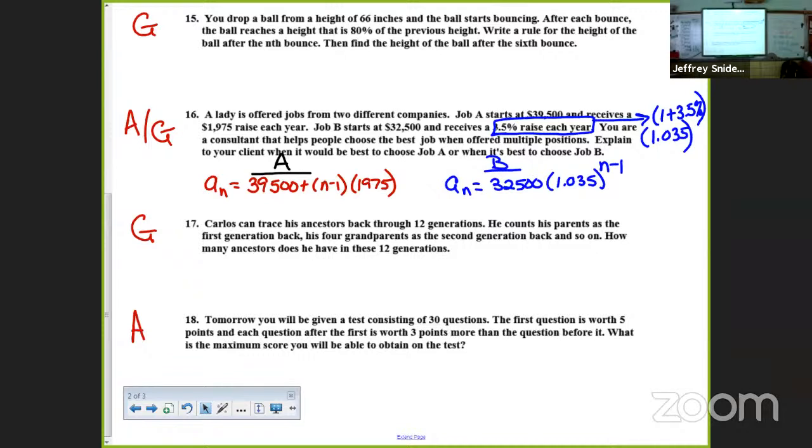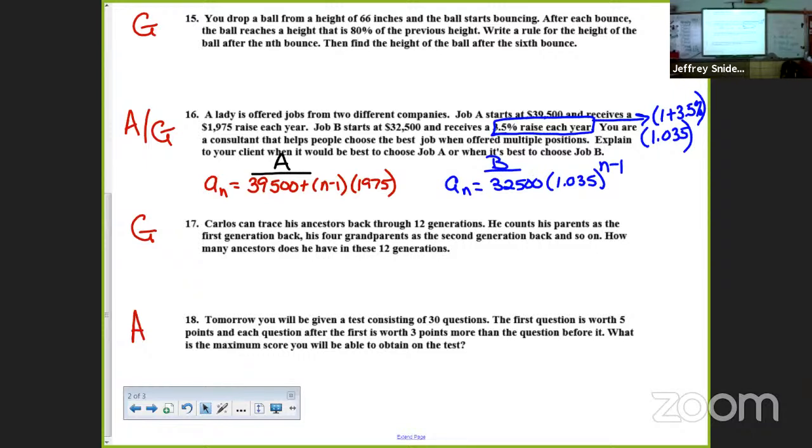Delete that. X minus. Oopsie. Let's put that in there. There we go. Okay, and then the second one is going to be y equals 32,500 times 1.035 raised to the n minus 1. It's really x minus 1 on my Desmos.